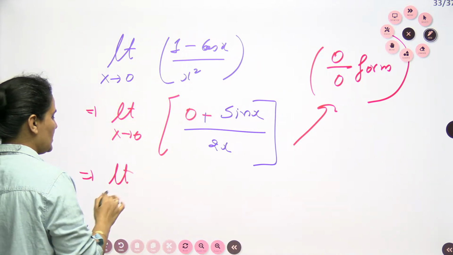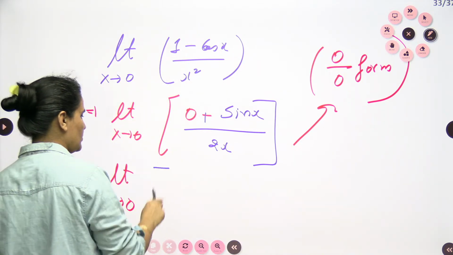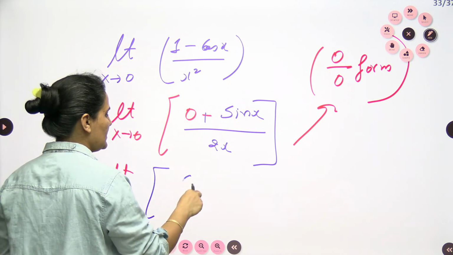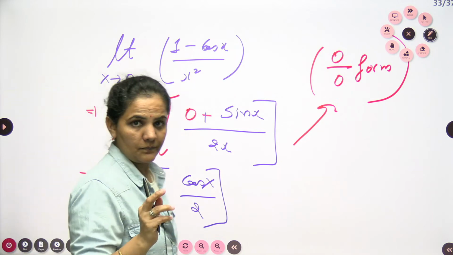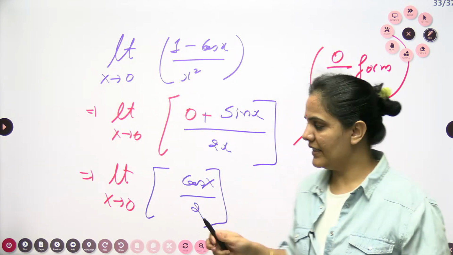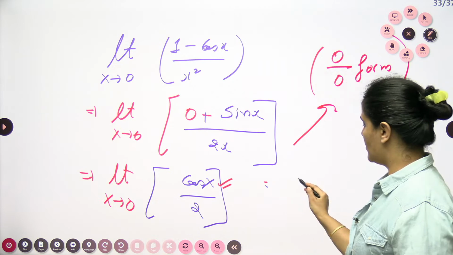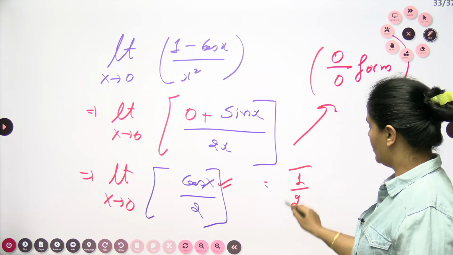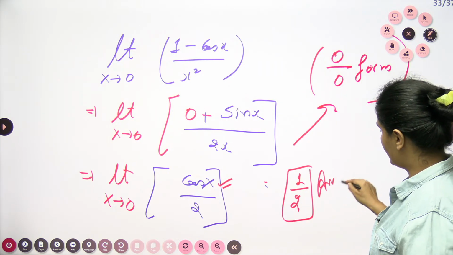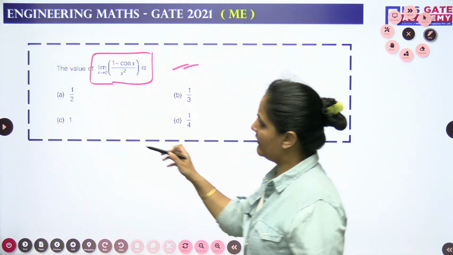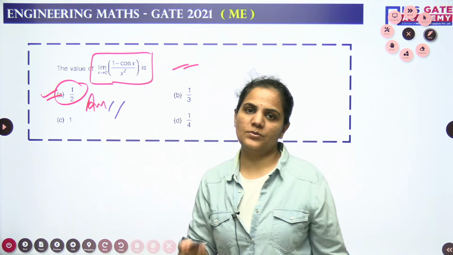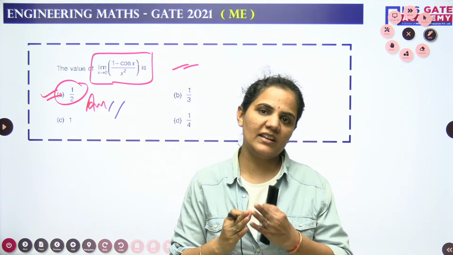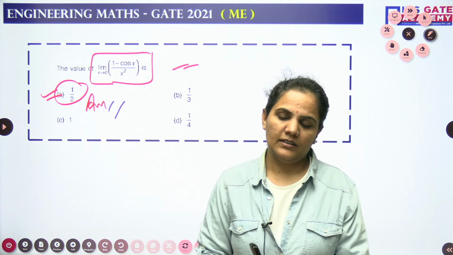So when I apply L'Hospital rule again, limit x tends to 0, differentiation of sin x is cos x, divided by differentiation of 2x, which is 2. Now when you apply the limit, cos 0 is 1 divided by 2. So very clearly we can see the result is 1 by 2, and here we are having options also. The final answer is option A. Very easily, very simply we can solve it.